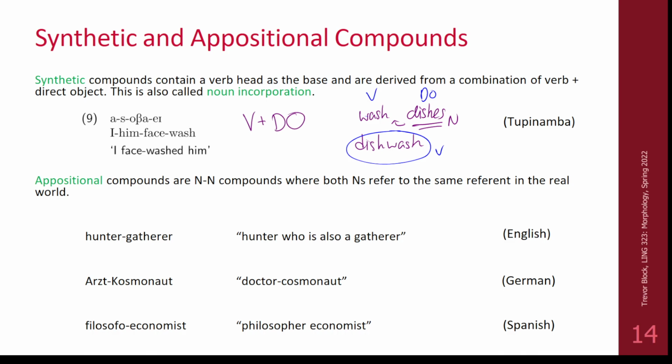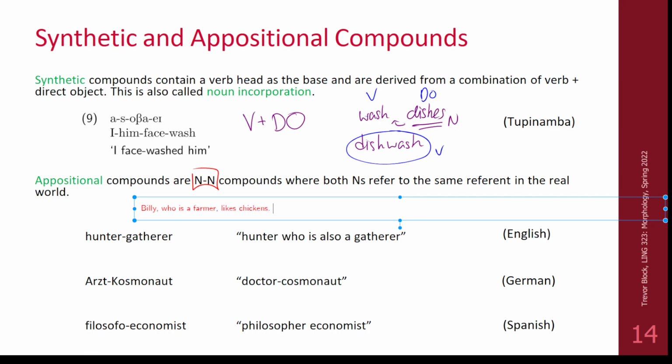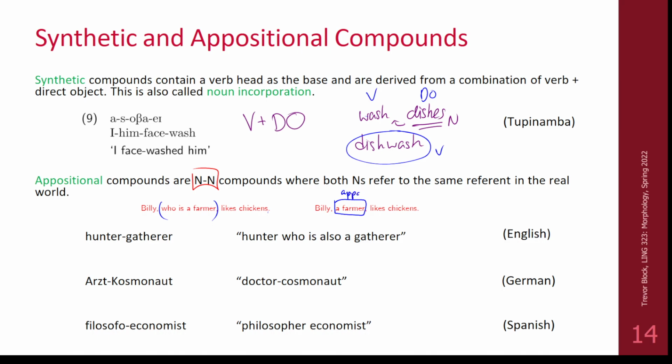Appositional compounds are noun-noun compounds specifically, where both ends refer to the same thing. So in syntax, we have these. We could say, Billy, who is a farmer, likes chickens. So here we have a relative clause, Billy, who is a farmer. But we can change this sentence by removing or reducing the relative clause. So we get Billy, a farmer, likes chickens. Now, this is called an appositive, this bit right here, an appositive.